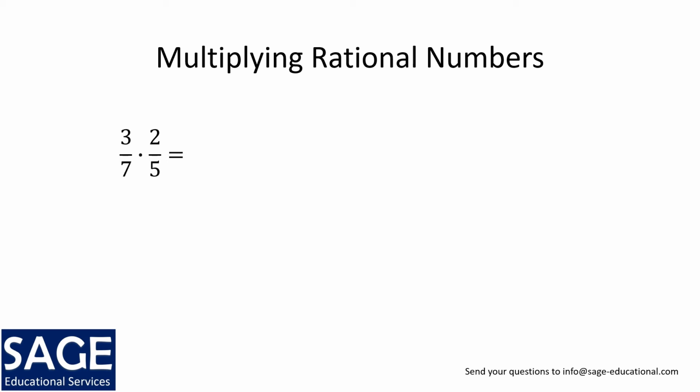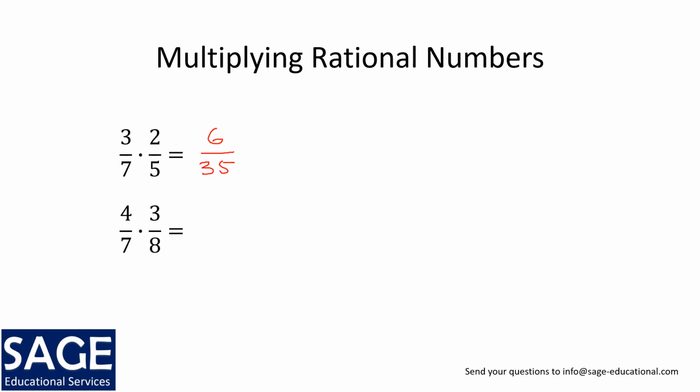So we have 3 over 7 times 2 over 5. 3 times 2 is 6. 7 times 5 is 35. There is no number that divides both 6 and 35, so I cannot reduce this fraction, and that would be the answer. Let's do this example here.